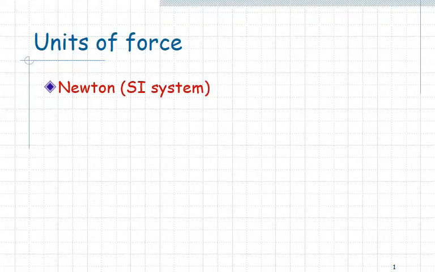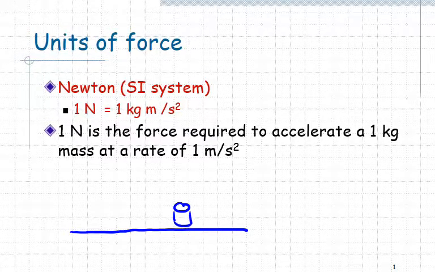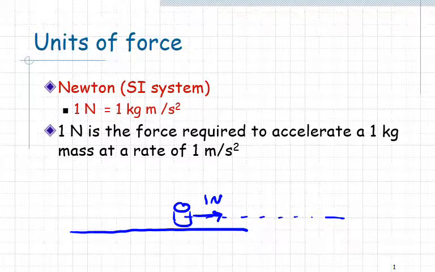And the way we define the unit of force is a Newton. A Newton is the force required to accelerate 1 kilogram of mass at a rate of 1 meter per second squared. So if we had, let's say, a 1 kilogram mass here, and it was a frictionless surface, and we applied 1 Newton to it, it's going to get faster and faster at a rate of 1 meter per second squared.